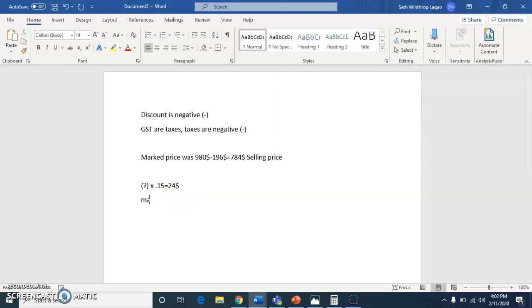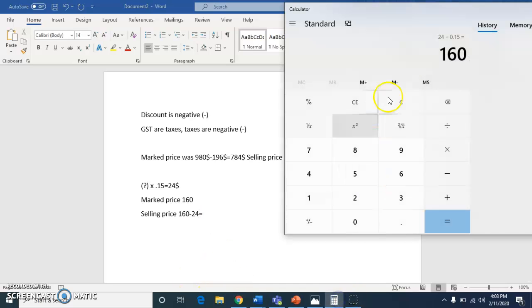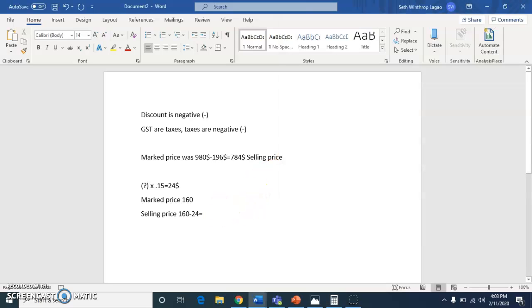So this will give us a marked price of $160, and our selling price will be $160 minus 24, meaning that, 160 minus 24, $136.